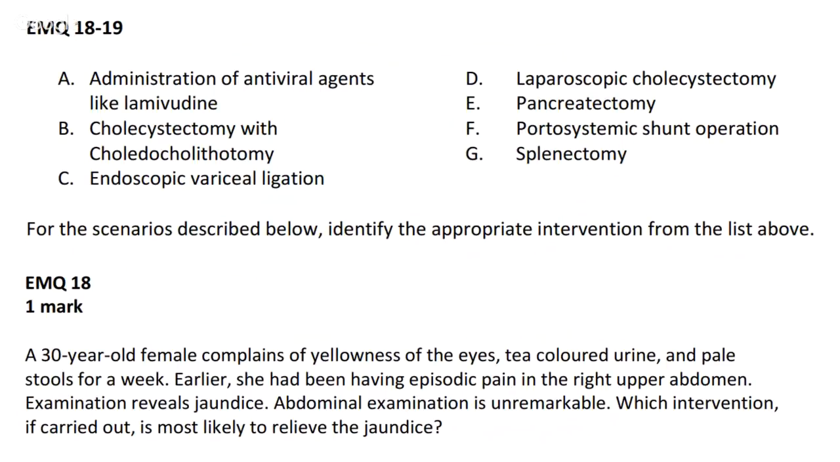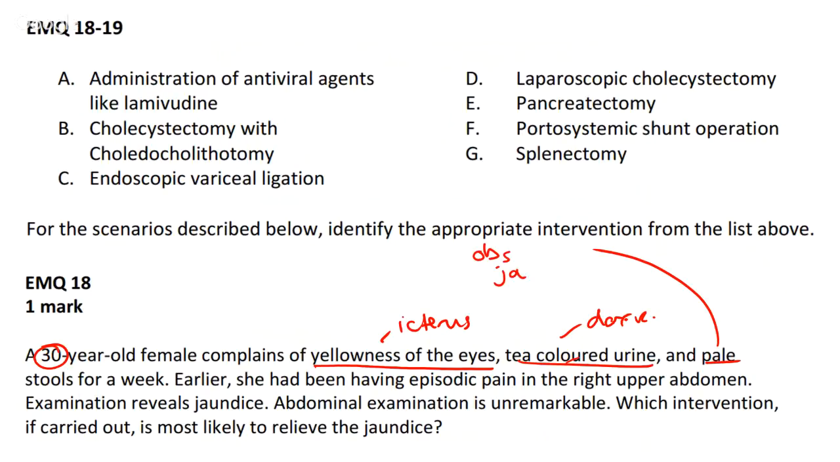Okay. So this is another question which again highlights not to use buzzwords. So, a 30-year-old, yellowness of the eyes. This is called icterus, right? She has icterus. She has tea-colored urine, so it's a little bit dark. She had pale stools, so therefore she has obstructive jaundice. She'd been having episodic pain in the right upper quadrant. She has jaundice. Abdominal examination unremarkable. So what do you do for her?